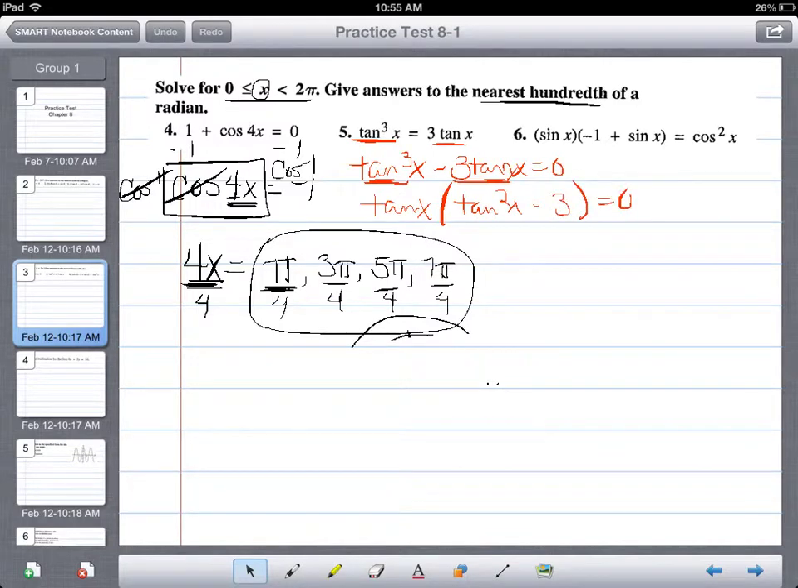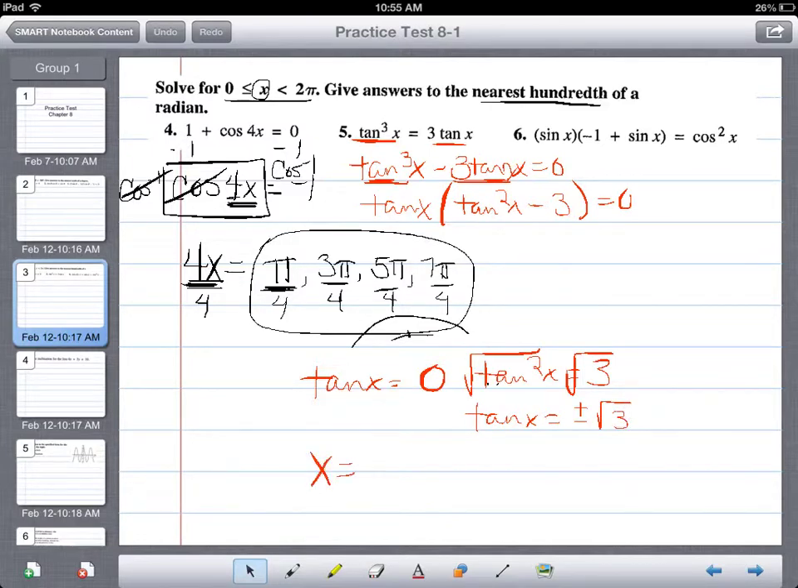And I'll move down here to the bottom here. So I'm setting each of these factors equal to 0 now. So tangent x equals 0, and tangent squared x minus 3 equals 0, which is the same as tangent squared x is now equal to 3. And then I will square root both sides so that the tangent of x is equal to, remember, plus or minus square root 3. Now we can solve for x.